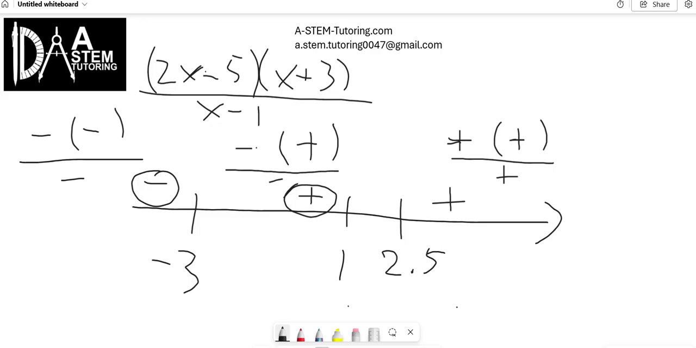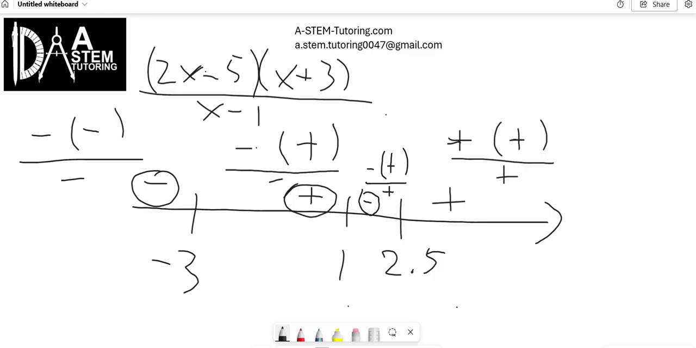Between 1 and 2.5. When x is between 1 and 2.5, say it's 2, 2x minus 5 is negative. X plus 3 is positive. And x minus 1 is also positive. So a negative times a positive is a negative. Divided by a positive is still negative. So in the region between 1 and 2.5, the curve should be negative.